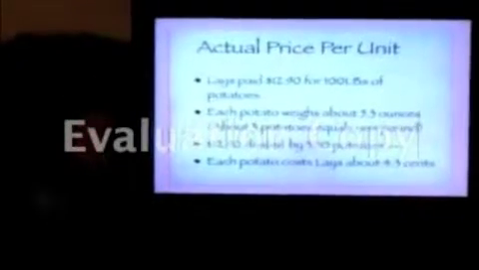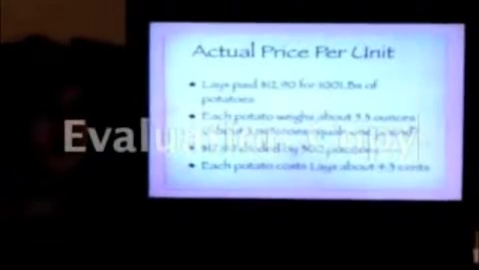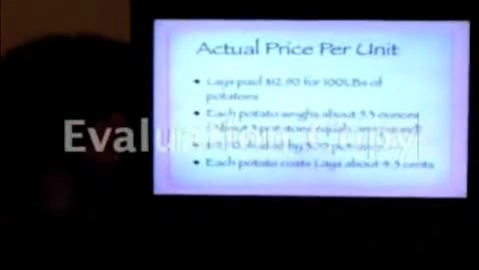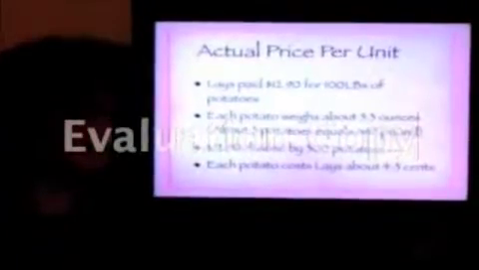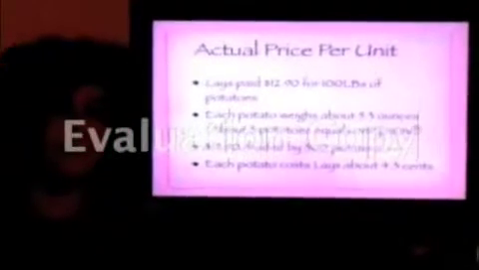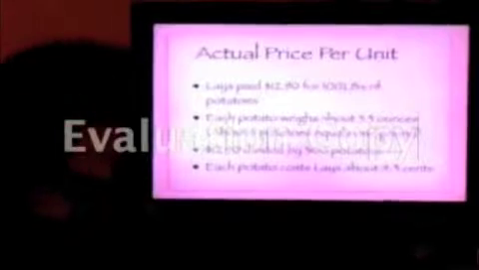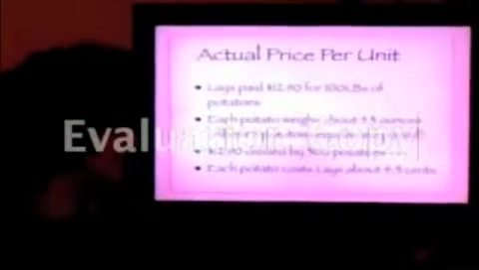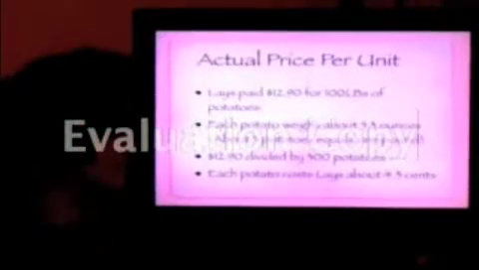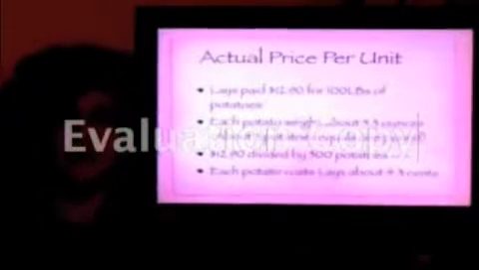So the first factor of the equation is actual price per unit. Lay's pays about $12.90 for 100 pounds of potatoes. Each potato weighs roughly 5.3 ounces. So that comes out to about 3 potatoes for 1 pound. So when $12.90 is divided by 300 potatoes, it comes out to about 4.3 cents for each potato.